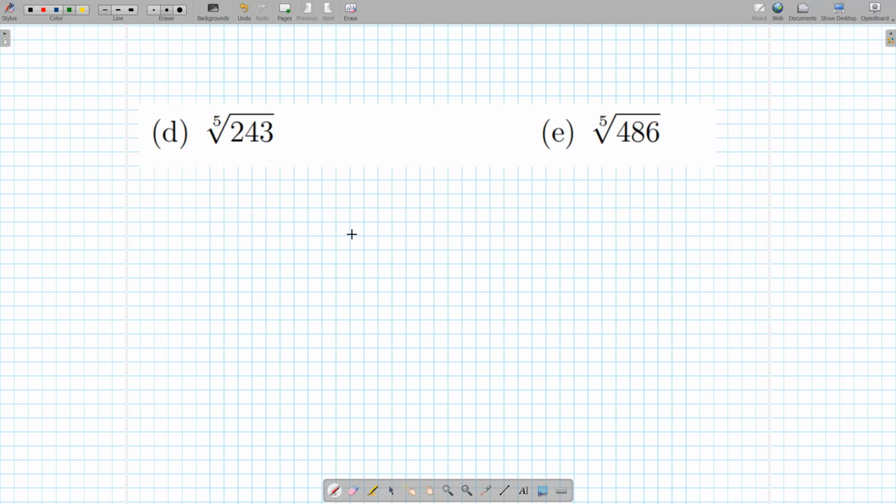So in the previous question, we had a square root. That's why we're looking at perfect square numbers, right? Now we have a fifth root, so we've got to look at perfect fifth power numbers.